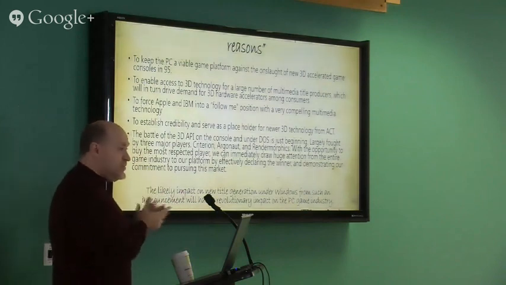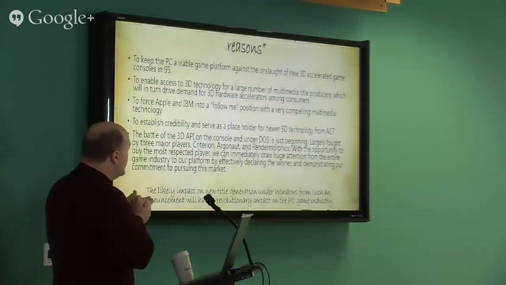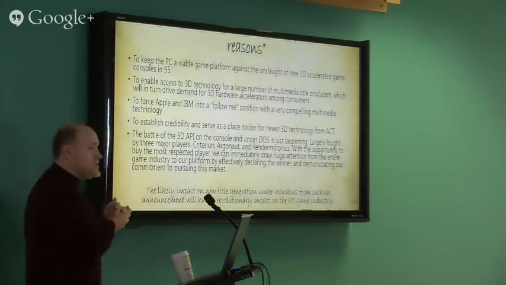Windows 95 needs to support 3D to enable access to 3D technology for a large number of multimedia title producers, which will in turn create demand for 3D hardware accelerators among consumers.